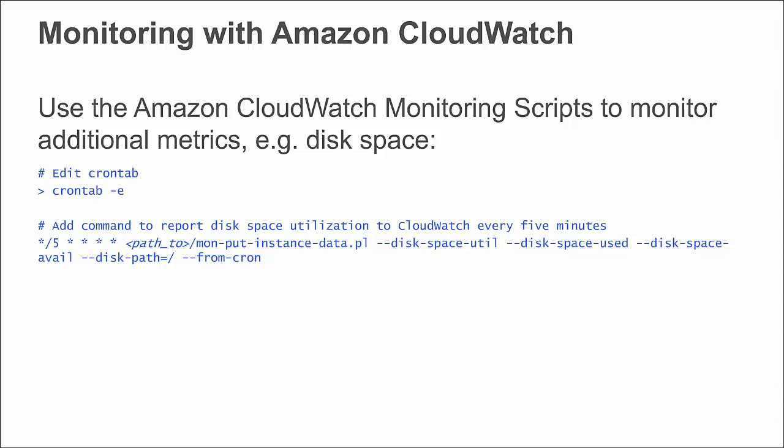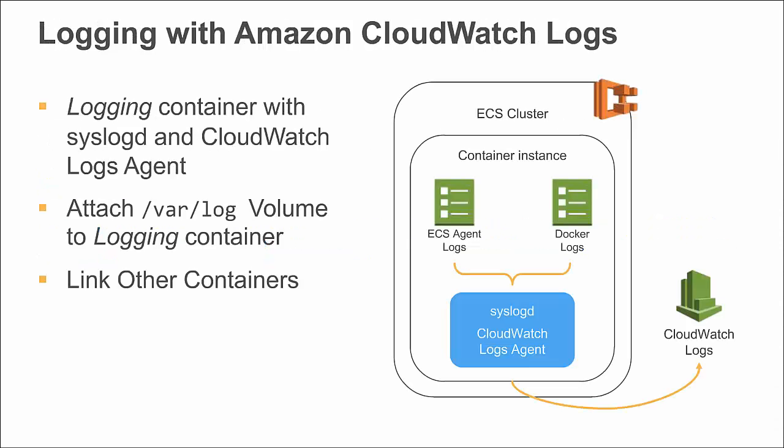Amazon CloudWatch associates the data points with the specified metric. If the specified metric does not exist, Amazon CloudWatch will create the metric. When CloudWatch creates a metric, it can take up to 15 minutes for the metric to first appear. The result is that you can add the monitoring metrics that best fit your needs.